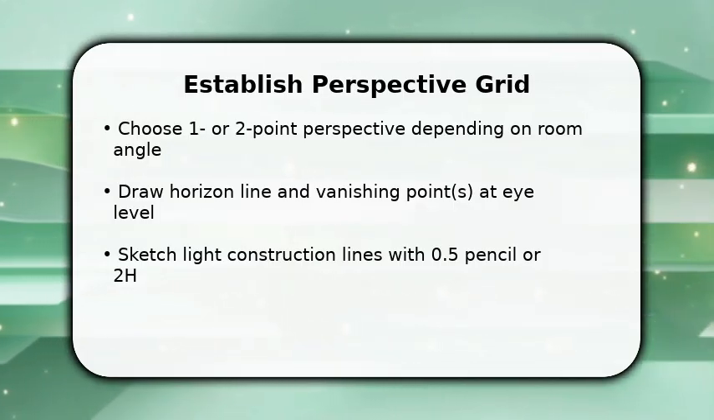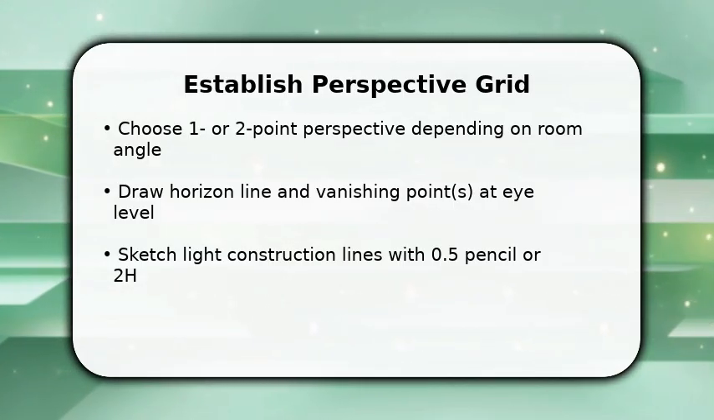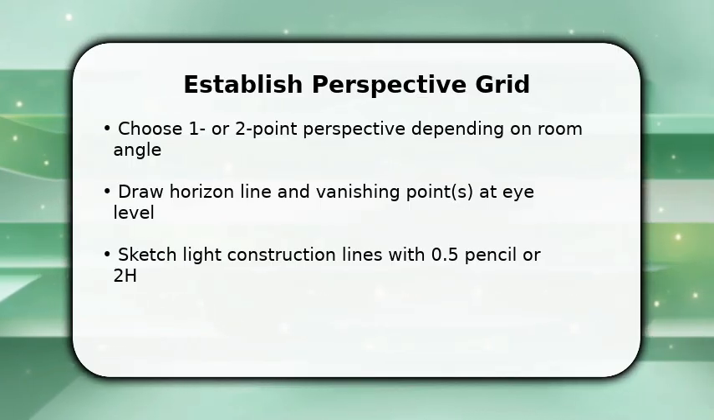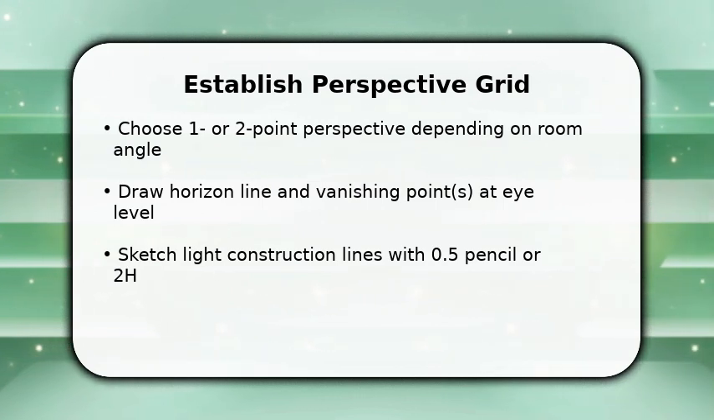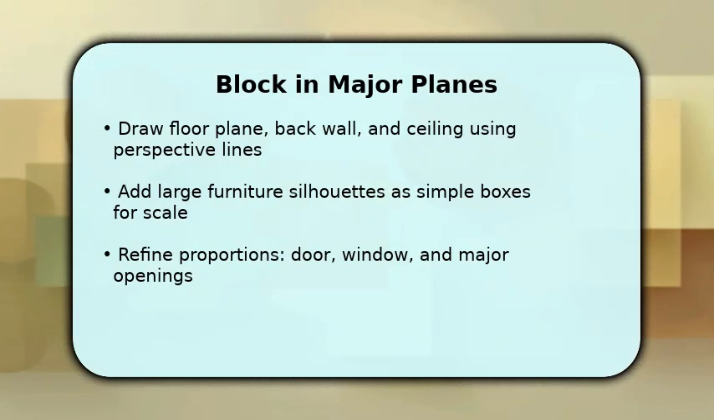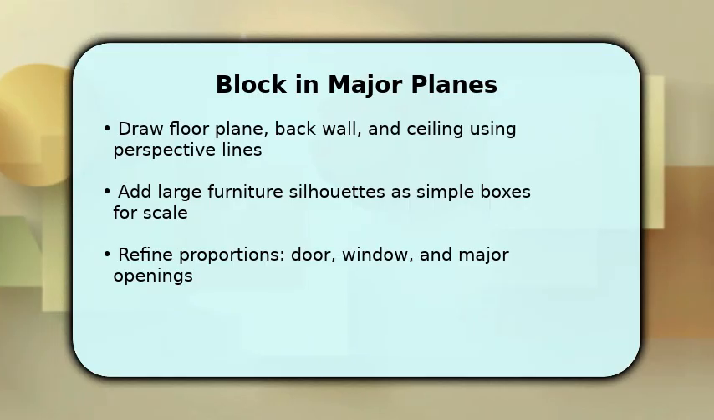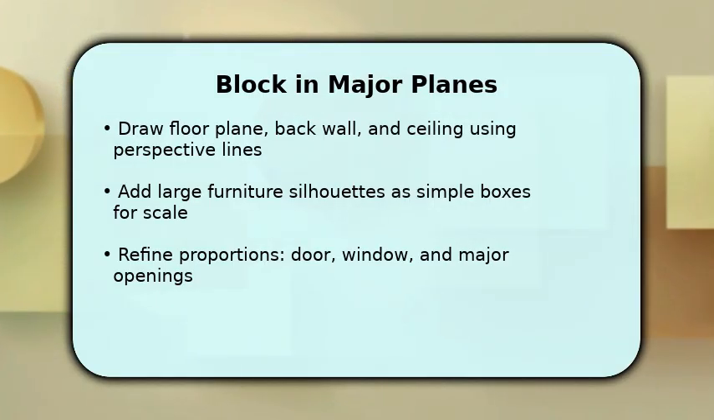They keep proportions consistent. These initial lines are simple but decisive. Get them correct, and the whole room will read correctly in 3 dimensions. Once the grid is set, block in the major planes, floor, back wall, and ceiling by connecting perspective lines to create rectangles in space.